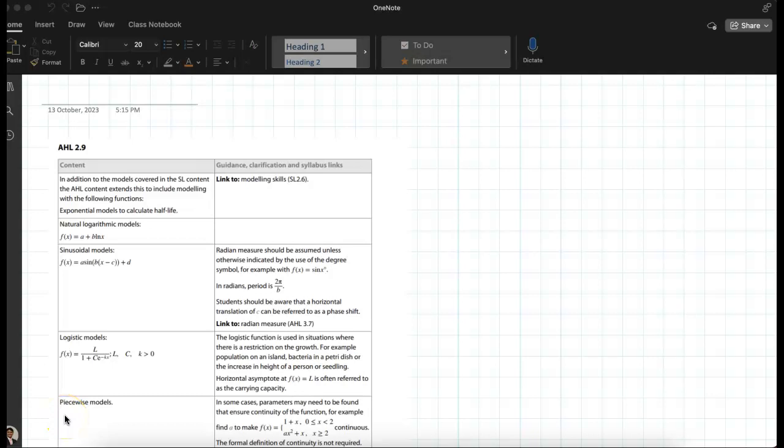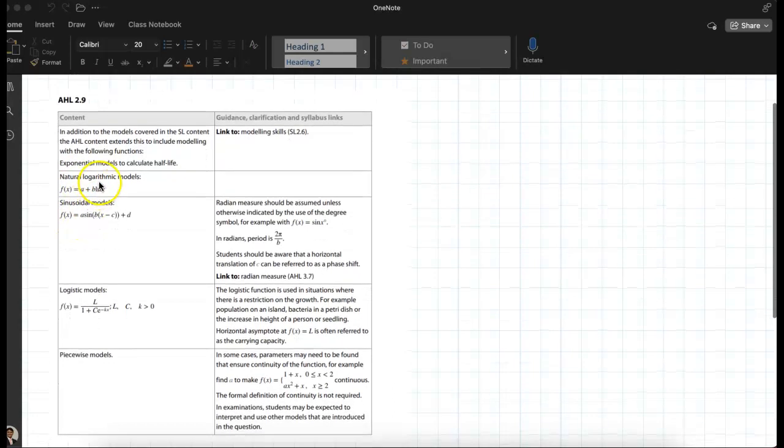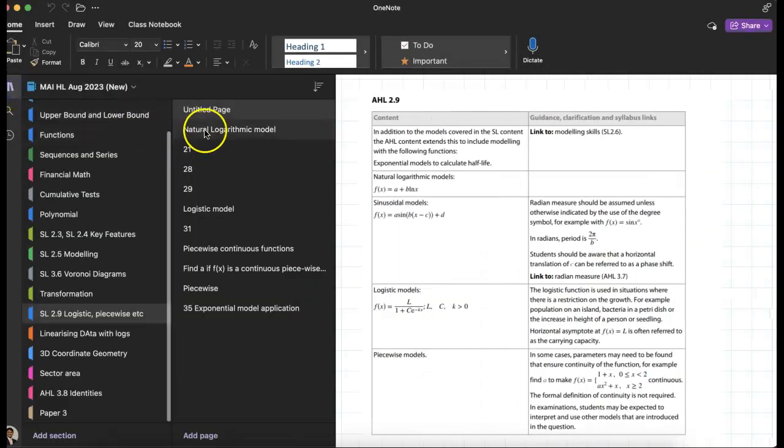equals 6 here. Okay, now this is a video which I'm recording for AHL 2.9. It gives you an overview of that. So these are the models: natural log models, sinusoidal model, logistic model, and piecewise. This is what I'll be discussing in brief.